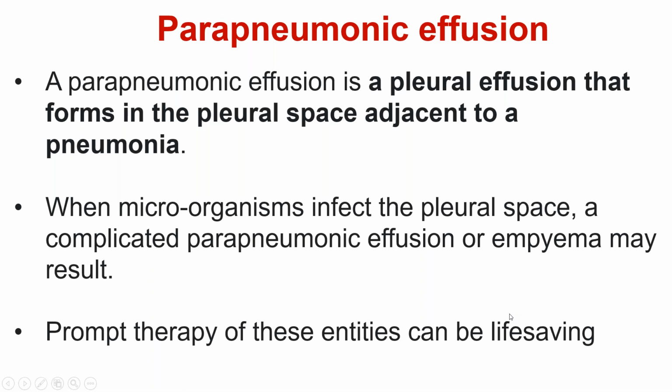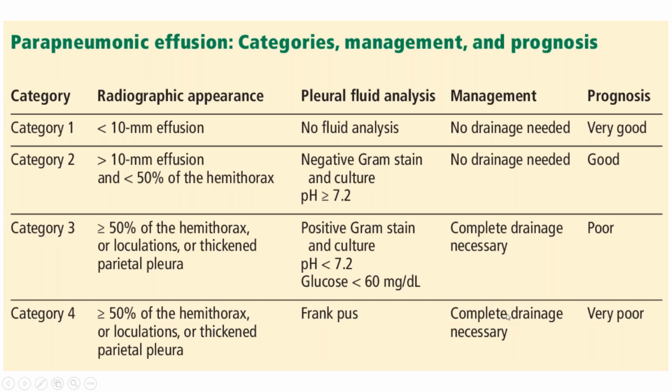You would immediately aspirate. Regarding the effusion, these are the categories. Category 1, when the thickness is less than 10 millimeter: no fluid analysis should be done because it's very difficult to aspirate. So no drainage is very good. If the patient becomes all right at this stage, it is okay. If it's negative staining, again the prognosis is good.